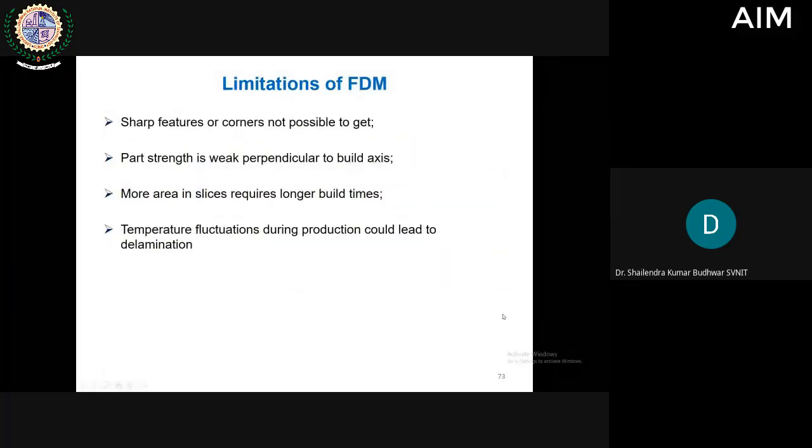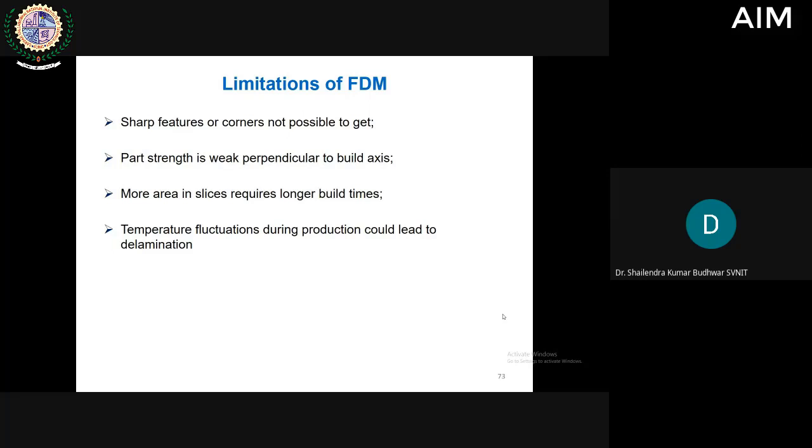So what are the limitations of this FDM technique of additive manufacturing? Here the main limitation is that sharp features of corners are not possible to get. Sharp features cannot be fabricated exactly with high accuracy. Part strength is weak perpendicular to the build axis. The part will have anisotropic properties: along the XY axis it will have good mechanical properties as compared to properties along the Z axis.